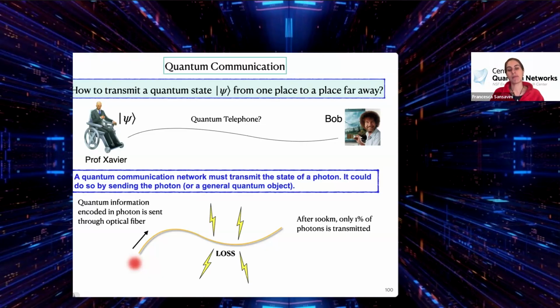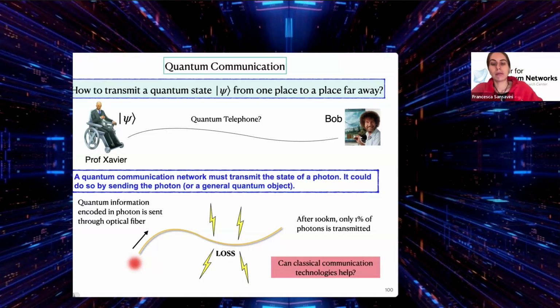This means that over this distance, we are losing 99 photons when we send 100 photons, which is a lot. This is for 100 kilometers. If we go to 1000, it's even worse. Basically, no photons will arrive to Bob. So we can ask ourselves if classical communication can help to solve this problem, because we use fibers in classical communication too, and we have loss there. Maybe classical communication can help us mitigate the losses or solve our problem.